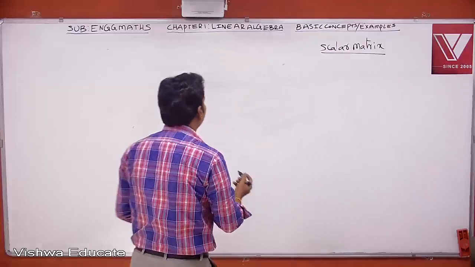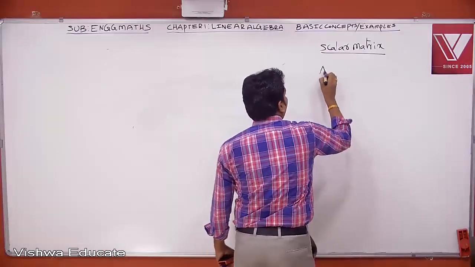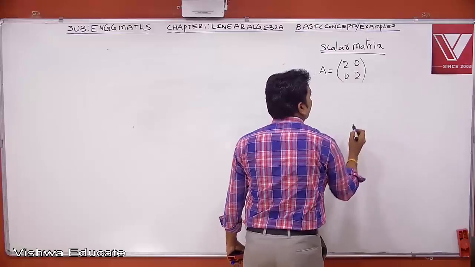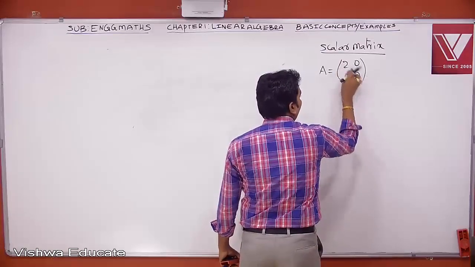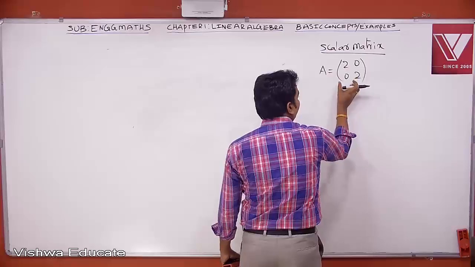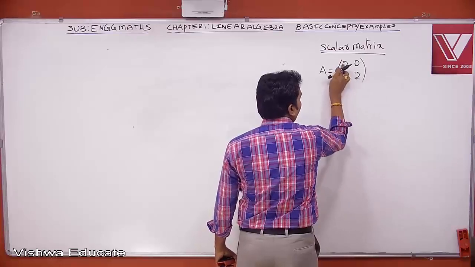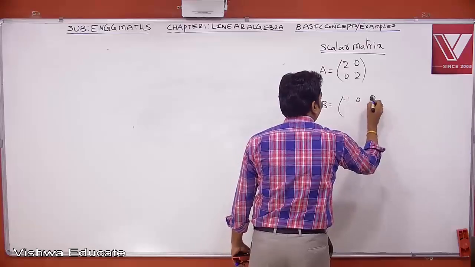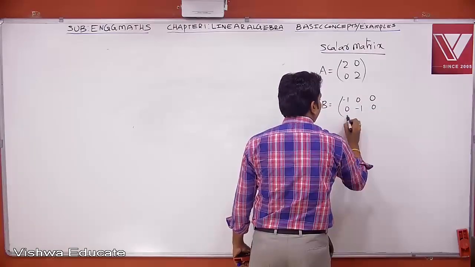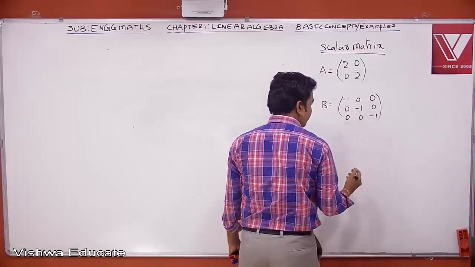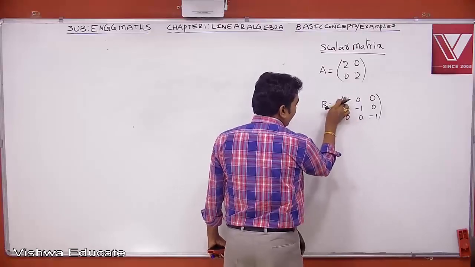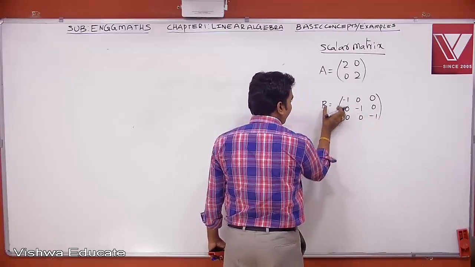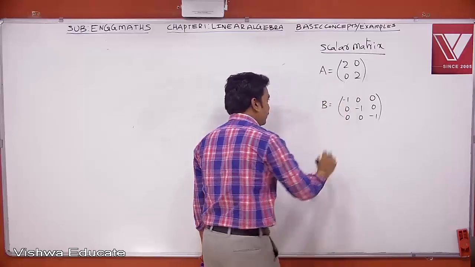Let us have few examples. Suppose I have A equal to 2, 0, 0, 2. Now here diagonal elements are 2. It is both UT and LT. So it's a diagonal matrix and diagonal elements are same. B equal to minus 1, 0, 0, 0, 0, minus 1, 0, 0, 0, minus 1. It's a diagonal matrix and diagonal elements are representing a single quantity. So it's a scalar matrix.